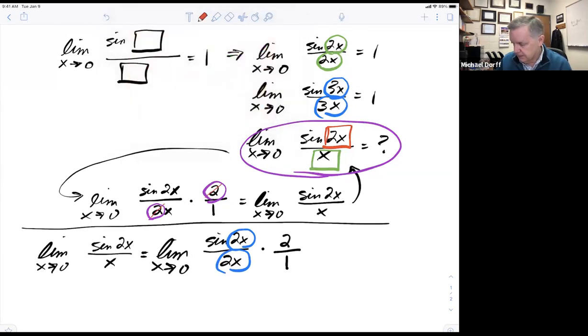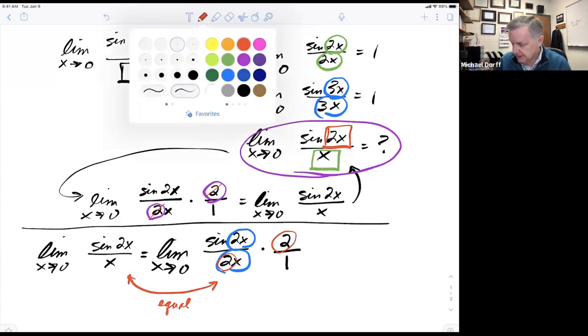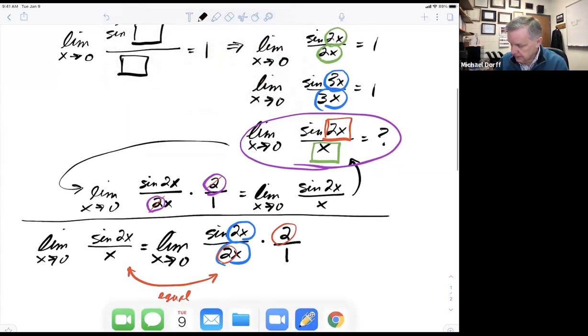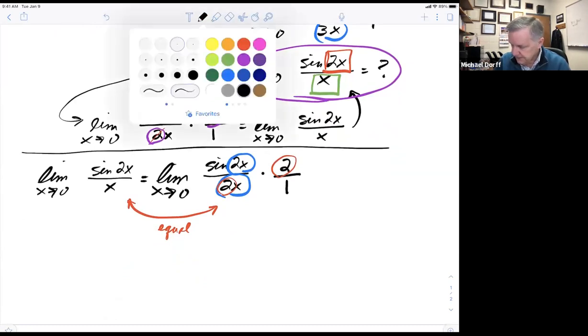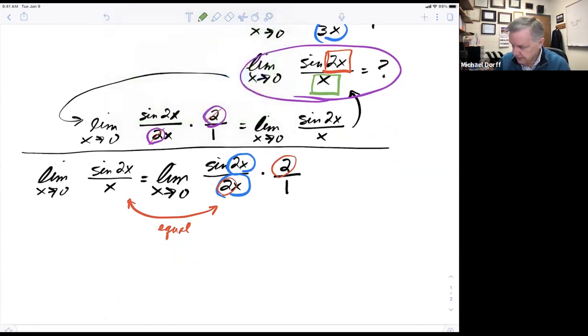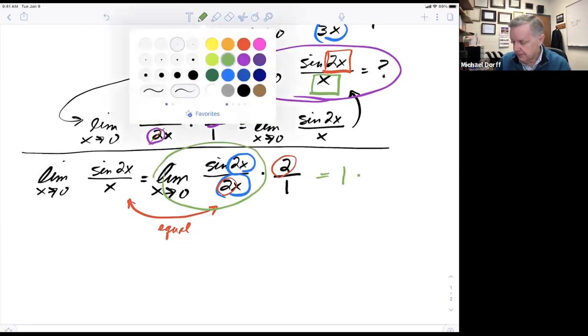All right, so now what I have here, these two are equal to each other because the 2 and the 2 there balance each other out. And then what do I notice about this part? Well, the green here equals 1 by that property or the identity that we had before.